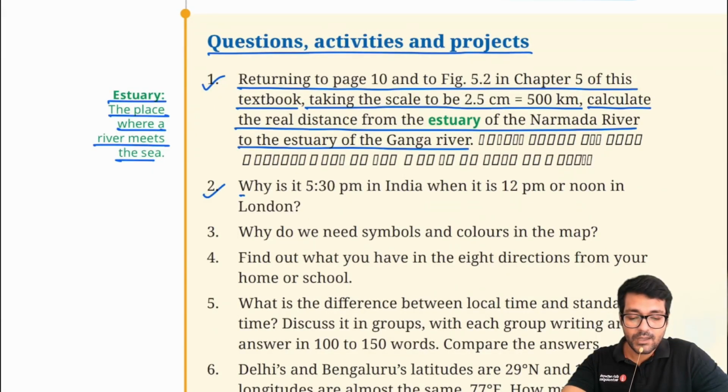Two. Why is it 5:30 p.m. in India when it is 12 p.m. or noon in London?